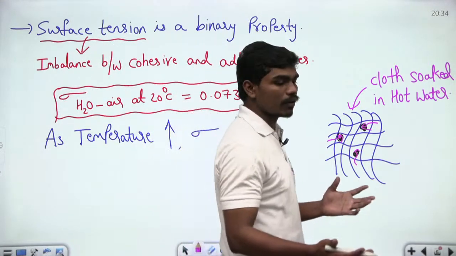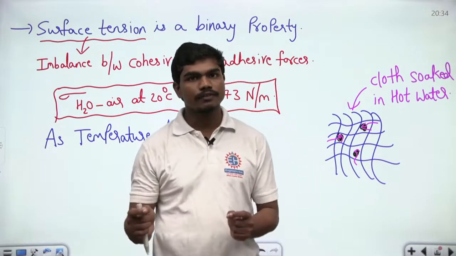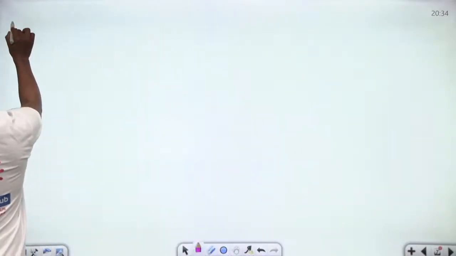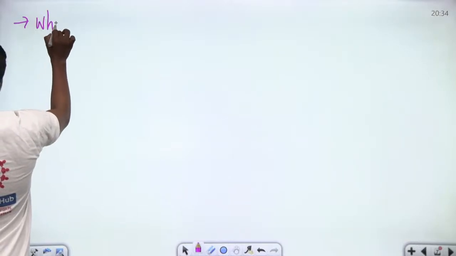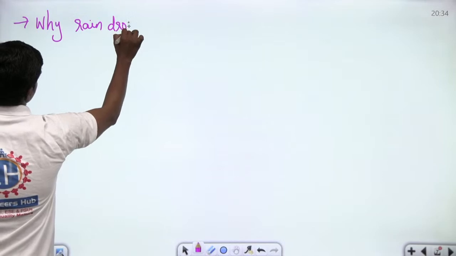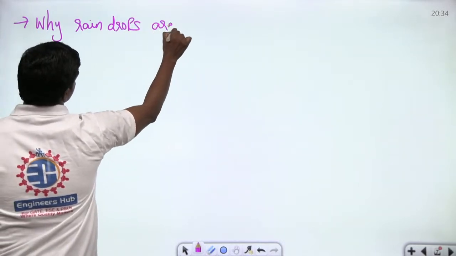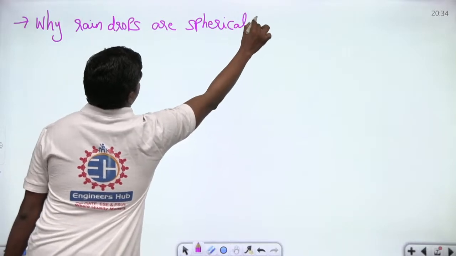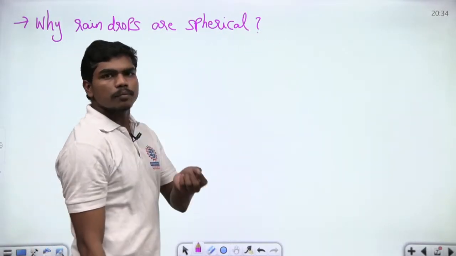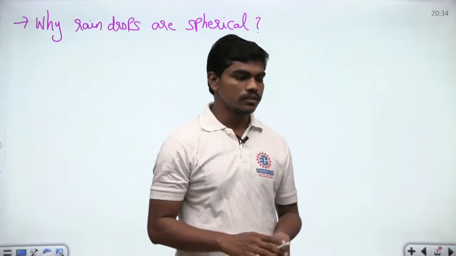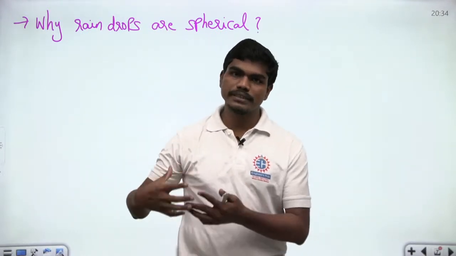Now there is one more very important consequence of surface tension which people may ask you in some cases, and that is why raindrops are spherical. Generally when it's raining, you can see any drop. Normally any drops in general will be circular, correct? Why does this happen? Why are they spherical?